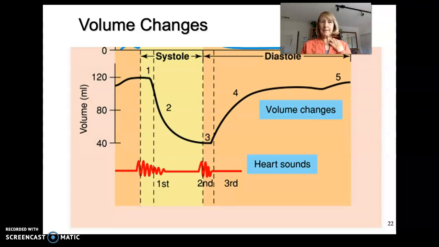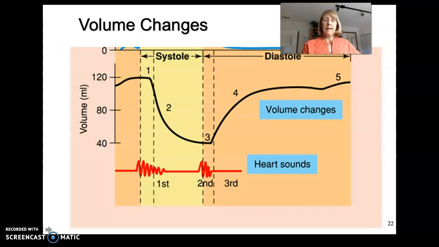So in this piece here, look at this chart. We have volume on this axis, and this is over time on the other axis. Volume is what matters right now. So let's imagine that this is a water balloon, which is the heart. It's a water balloon that is going to fill and empty with volume of blood inside it.